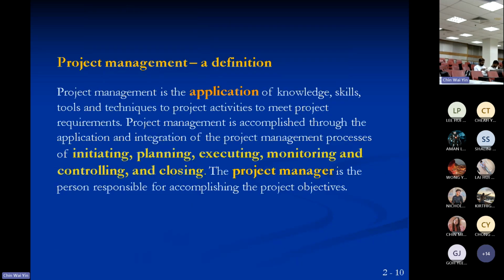Now, just now was the definition of project. What about project management? What is project management? If you look at project management, the definition here is the application of knowledge, what you have learned, other skills, and tools, that means any software, any techniques, to project activities. The project activities, that means the tasks you need to do for the systems development.